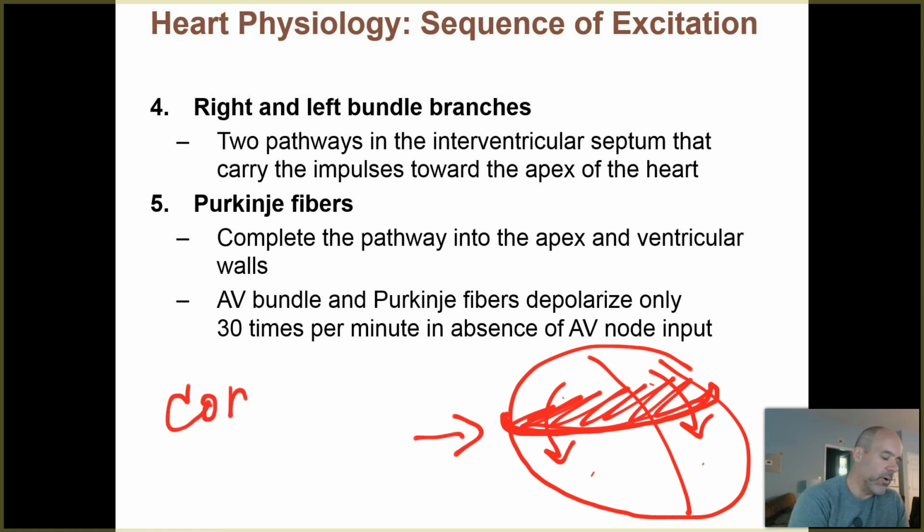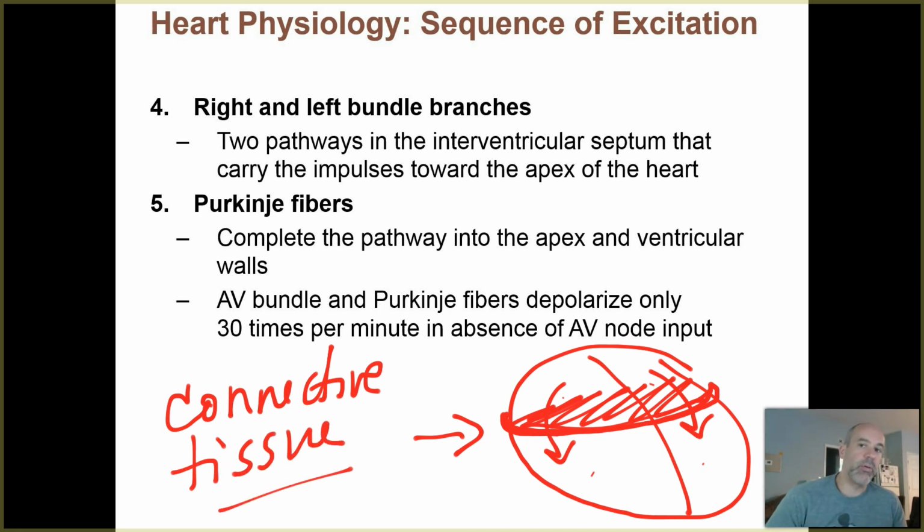along the border between the atria and the ventricles that functions as insulation and prevents action potentials from spreading from the myocardium in the atria to the myocardium in the ventricles. And that's also critical to make sure your atria can contract first and then your ventricles can contract.